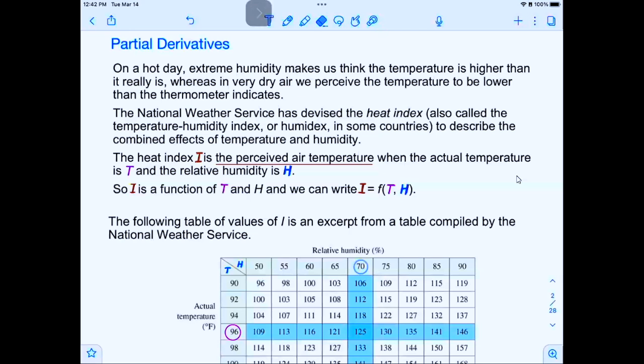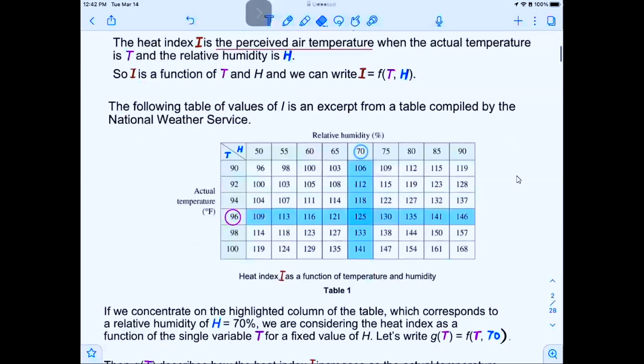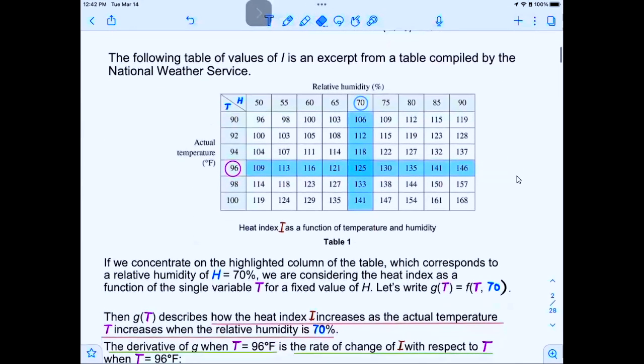So the following table of values of I is a vector from a table compiled by the National Weather Service. Thank you, that is good. Okay, all right. So here's the table.